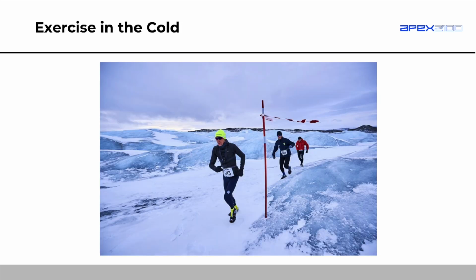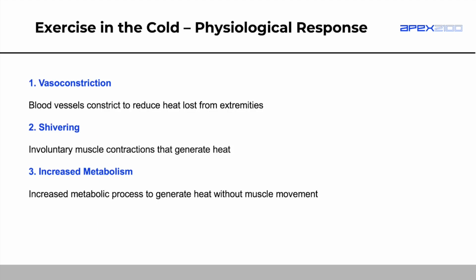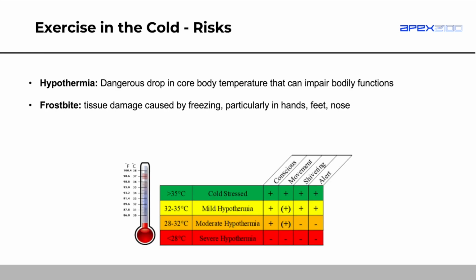Okay, we're going to talk about exercise in the cold now. So first thing to cover is the physiological response. What happens when we exercise in the cold? Firstly, we have vasoconstriction. So the blood vessels will constrict and become more narrow to reduce the heat lost from extremities. We will have shivering. Now, shivering is an involuntary muscle contraction that generates heat. And we will have an increased metabolism. So the body's metabolic processes will increase to generate more heat without having to move our muscles. So they'll normally burn more calories in a cold environment just because of that heat production.